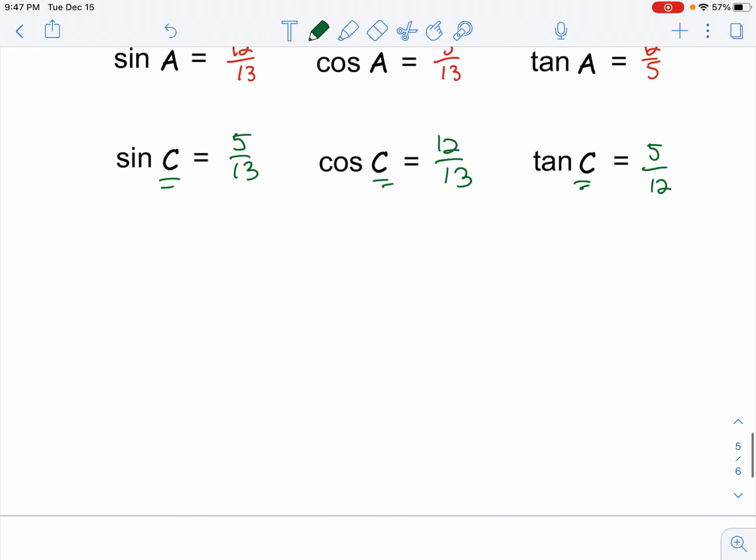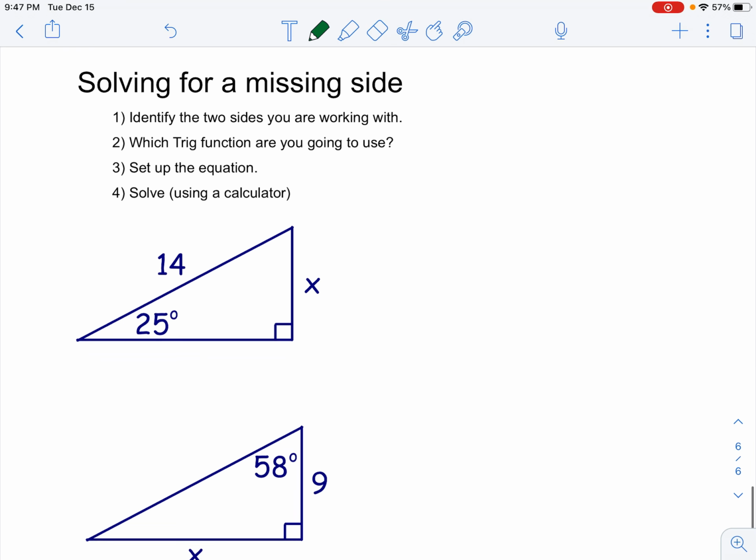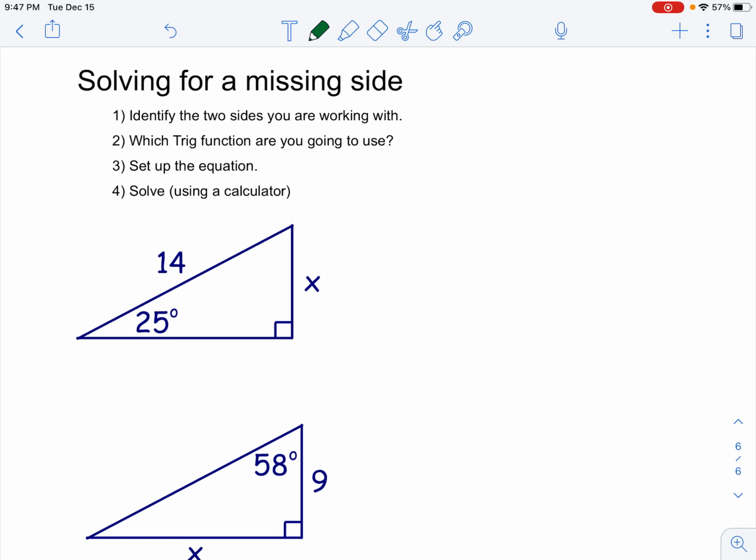All right, so the next and last thing for this video is solving for a missing side. And so this you're going to have to use a calculator, and I have one ready to go here. But here's the steps. 1, identify the two sides you're working with. Then step 2, which trig function are you going to use? 3, set up the equation, and 4, solve using a calculator. So here's what we're going to do.